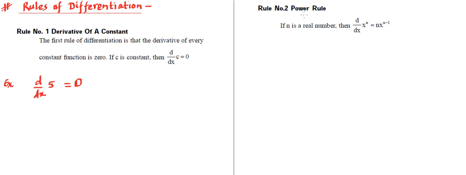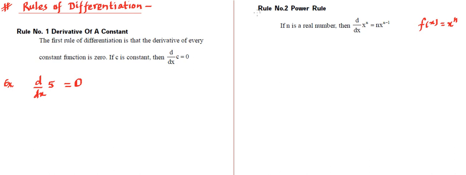Then there's rule number 2, which is called the power rule, and that's extremely important and most popularly used. It says if n is a real number, then d upon dx, that is, the differentiation operation applied over x raised to power n, gets converted into n x raised to power n minus 1, right? So here the function f(x) is x raised to power n, and whenever we differentiate this kind of function, the power comes in front and the overall power reduces by 1. So basically we can say differentiation reduces the power, right?